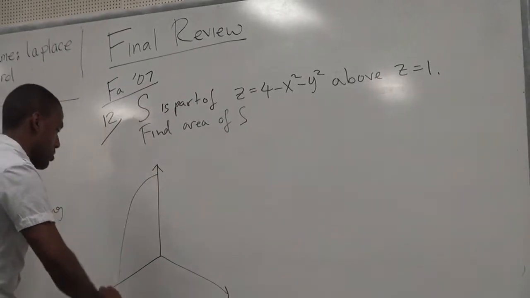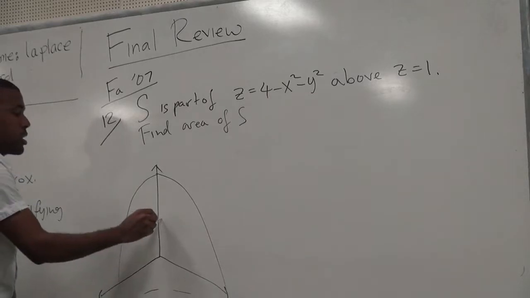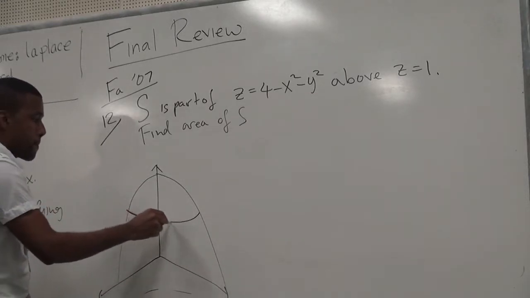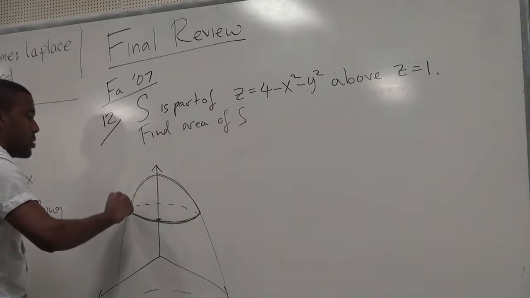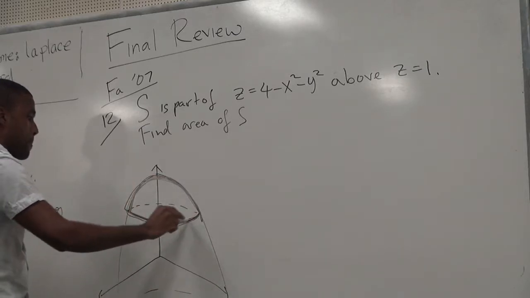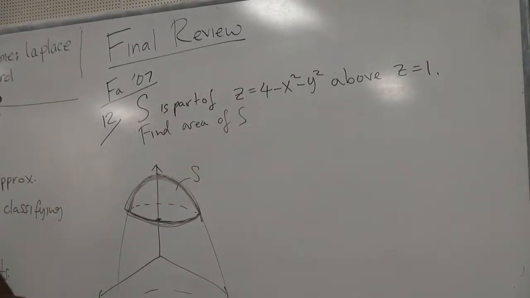This is just an inverted paraboloid. But now we're cutting it off at z equals 1. We want the part that's above that. So you only want the top part? Yeah, only the top part. So that's S. I want to find the area.